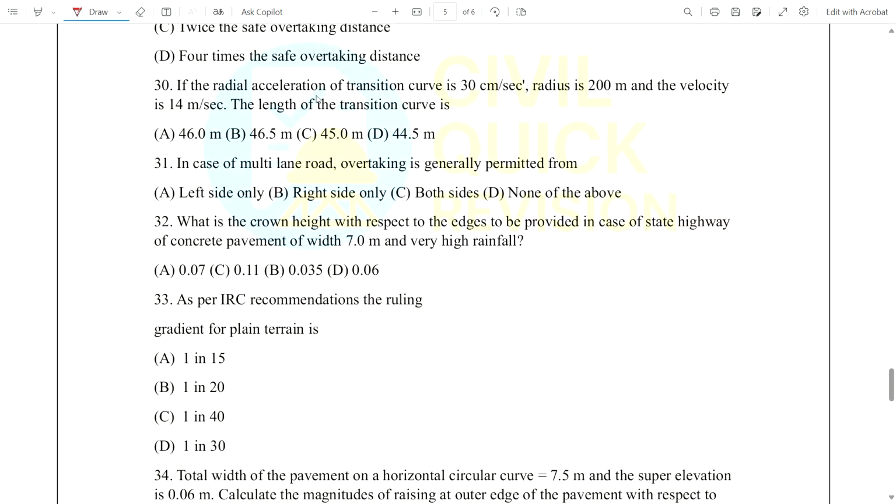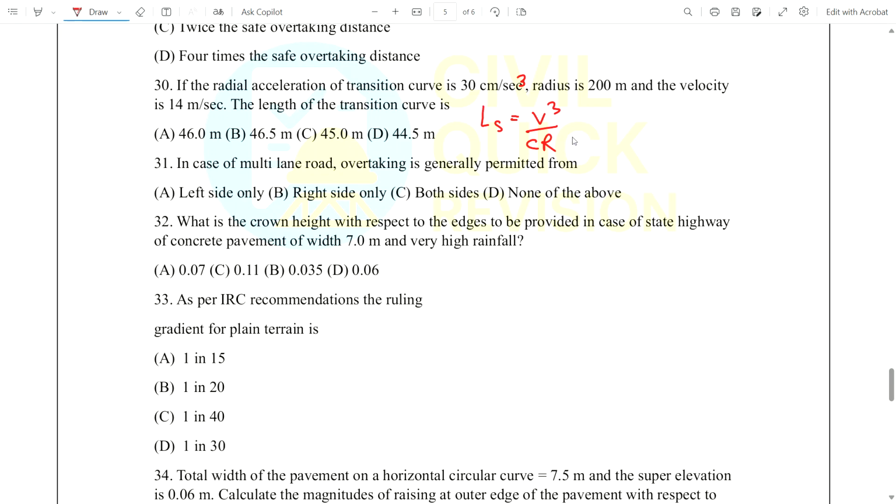If the radial acceleration of a transition curve is 30 centimeter per second cube, here the unit is second cube, the radius is 200 meter, and the velocity is 14 meter per second, then what will the transition length of the curve be? The transition curve is given by V cube by CR. Another formula for transition curve is there for super elevation and all. We have to go through that type of questions also.